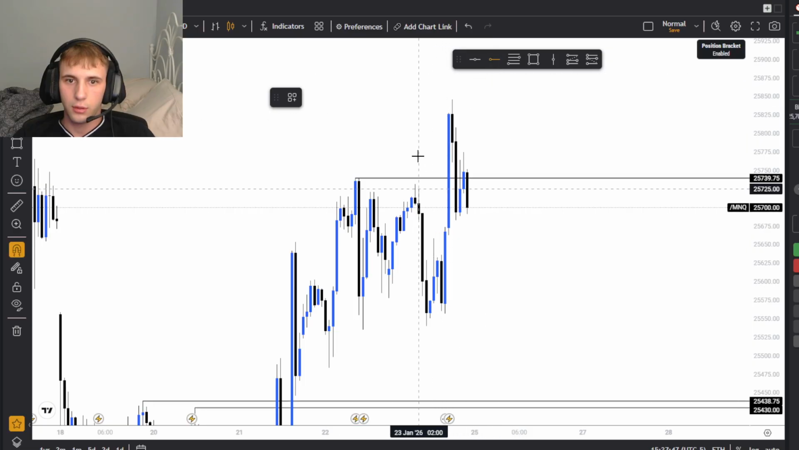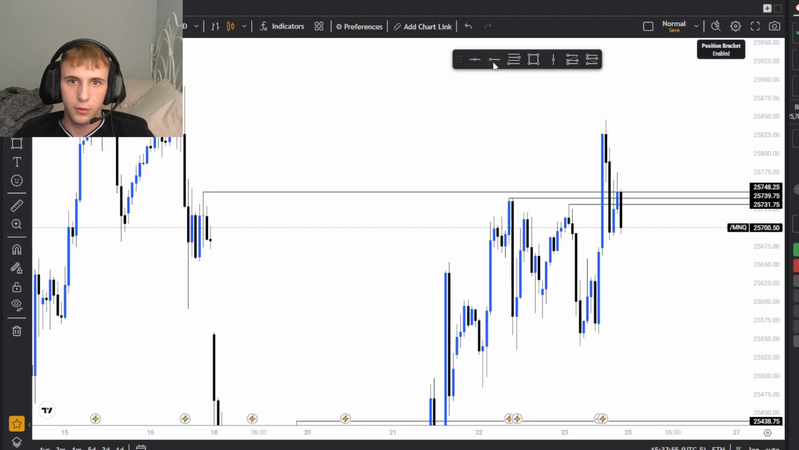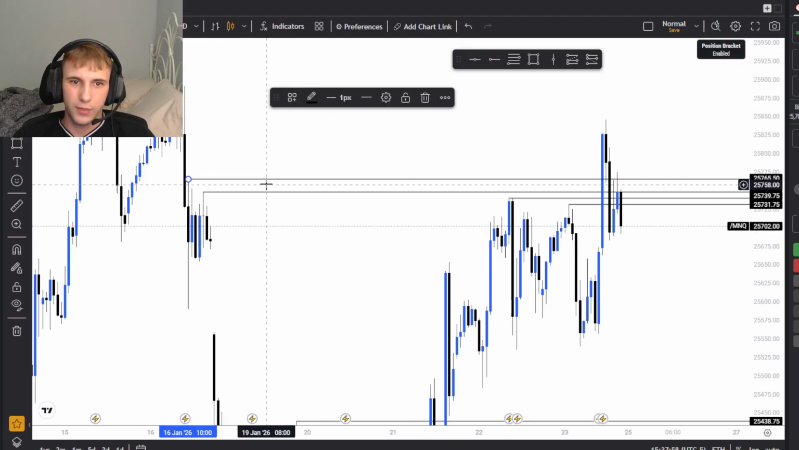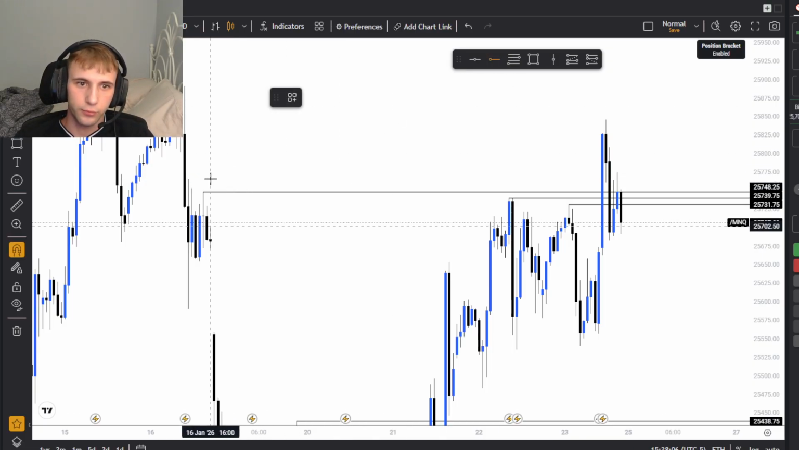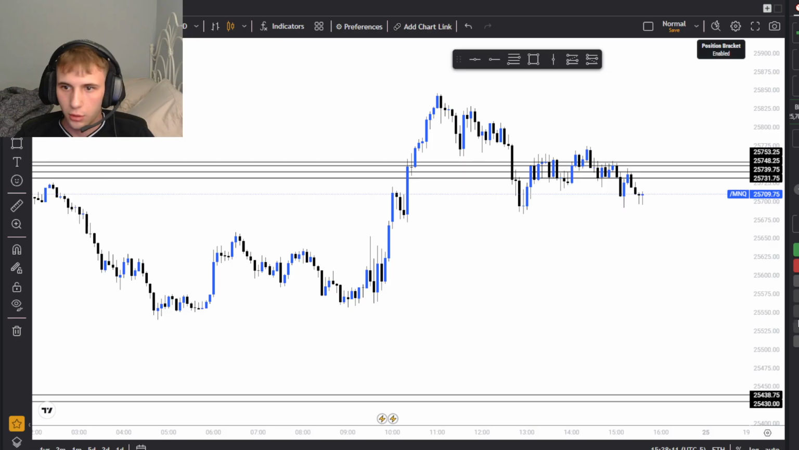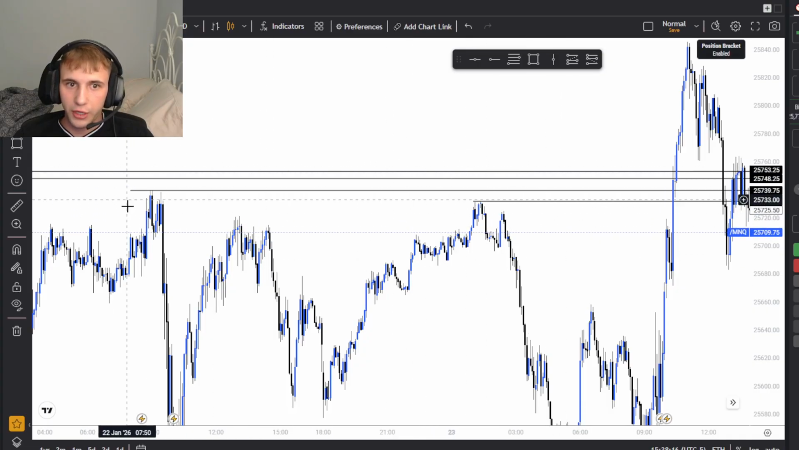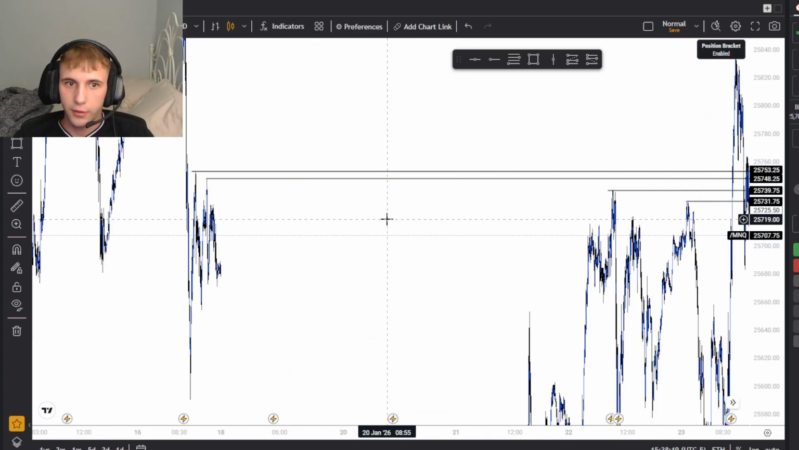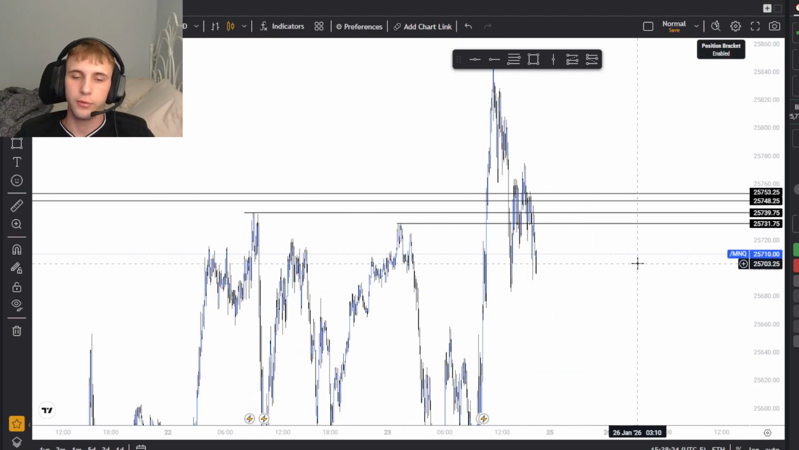Boom. Boom. Cool. We had even more right here. Look at this. Boom. I just removed the wrong line. That's two. That's four. Really extremely close to each other. What does that mean? That means there is something holding this up at this level, right? There's something supporting price that makes it not really want to go any further.